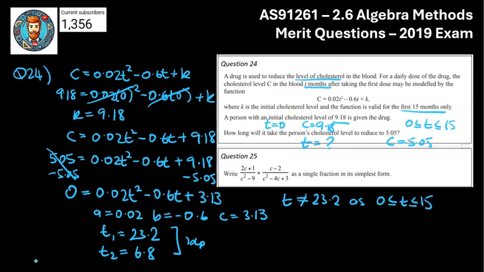So we can now communicate the final answer. Because it's a merit question, you're going to want to put it into a bit of context. So it will take 6.8 months for the person's cholesterol.